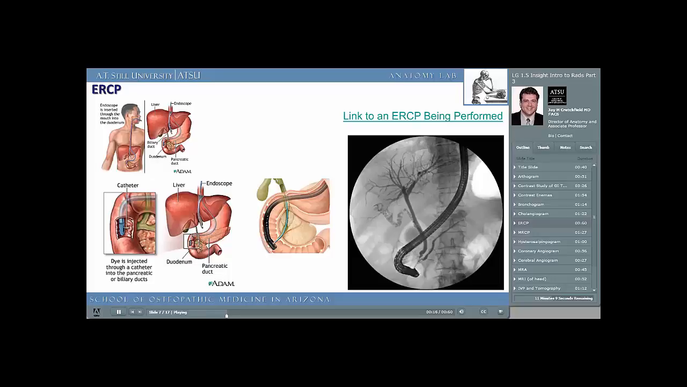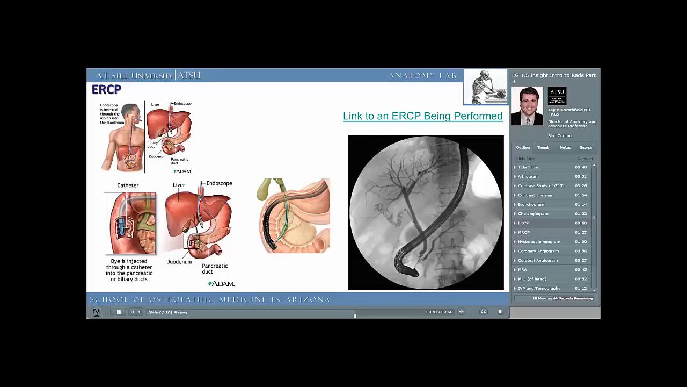This procedure is called an endoscopic retrograde cholangiopancreatogram, or ERCP for short. Click on the video link showing how an ERCP is used to retrieve gallstones from a patient's common bile duct. An ERCP is a useful test to cannulate the bile ducts for not only removing stones, but for sampling the bile duct if cancer is suspected.